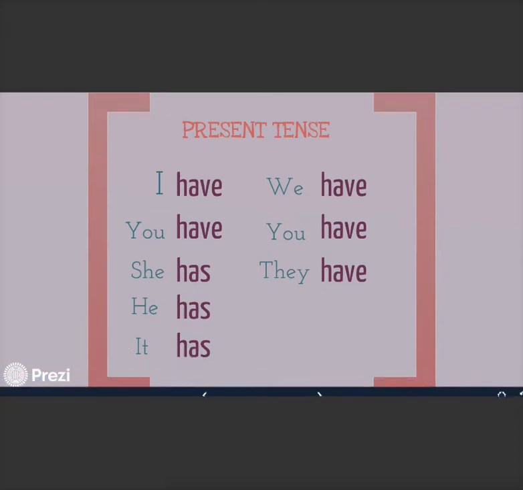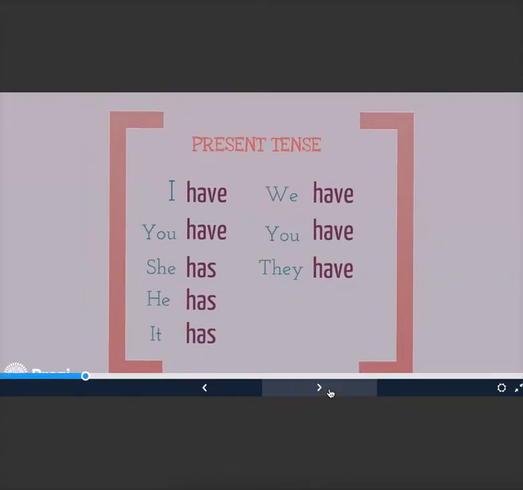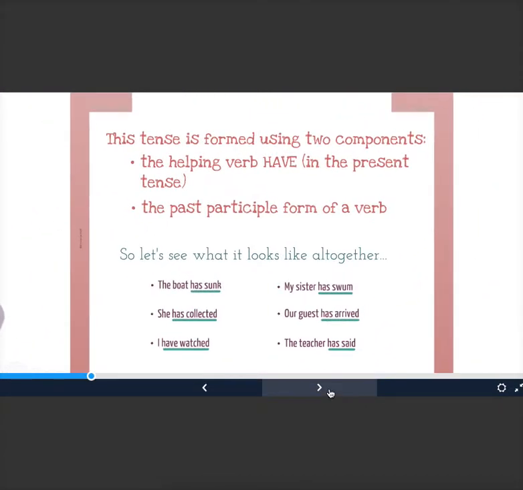Questions up to this point? Questions about the use of the verb has or have? Okay, so now that you know that, we are going to continue. Let's continue. Carlos, can you please help me reading the first part of this slide?